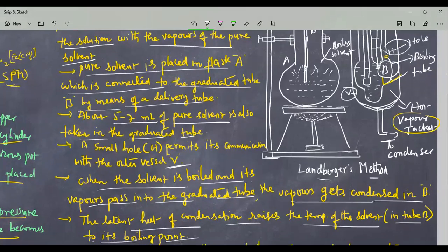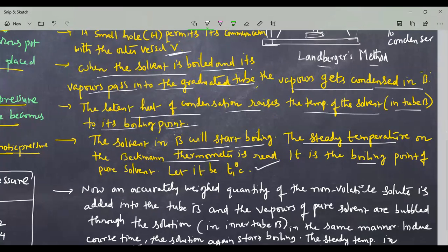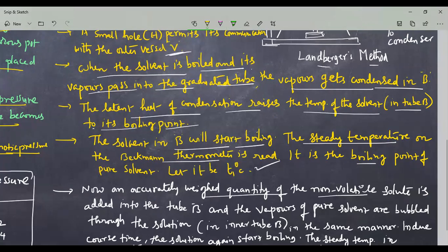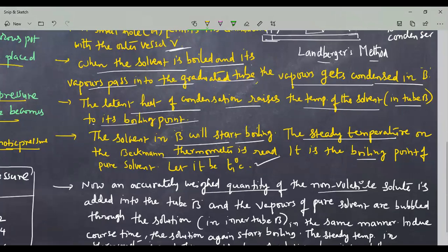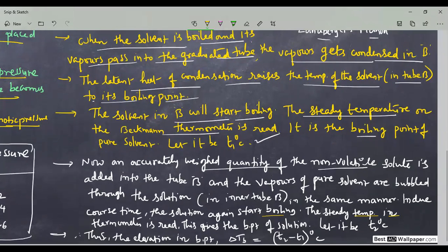So that is used to find the boiling point of a solvent. Then after, we will add a small, weighed quantity of non-volatile solute into the same tube B, and vapors will be collected and the same experiment will be repeated. After that, the solution will start boiling, and a steady temperature will be noticed. That boiling point is noted as T2 degrees Celsius.